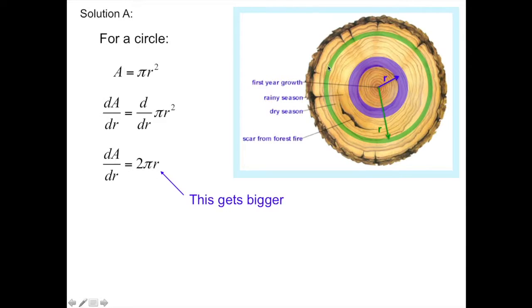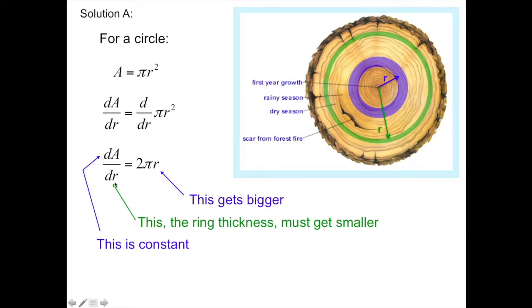So even though this number is getting bigger, this purple ring and this green ring represent the change in area. And the change in area is this dA portion of the derivative. So the change in area is actually constant. This is what's been studied with growth rings. And so if this number is getting bigger and this number is remaining constant, in other words, the green area and the purple area are the same value, then the only way this can get bigger is if the change in the radius gets smaller.